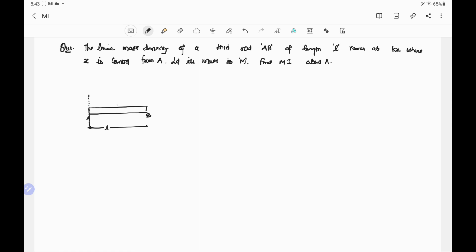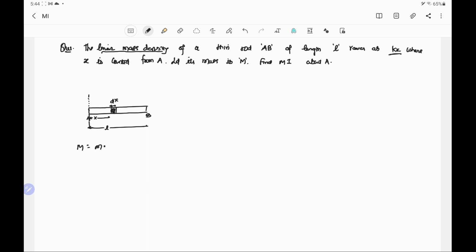And it is given that the mass density is not constant but varies with length as kx. That means if we take a part at distance x, a small part dx, then at different distances the mass of the rod is different. So it is somewhat more typical than the earlier case.